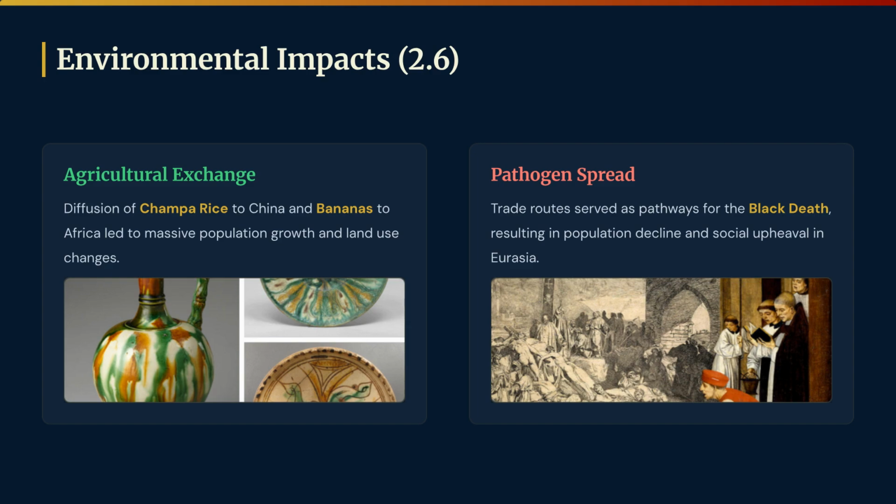Environmental impacts involved agricultural exchange, like the diffusion of champa rice to China and bananas to Africa, leading to population growth and land use changes. Conversely, trade routes served as pathways for pathogen spread, including the Black Death, causing population decline and social upheaval in Eurasia.